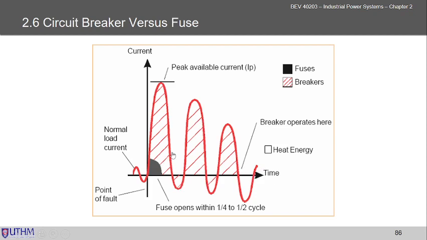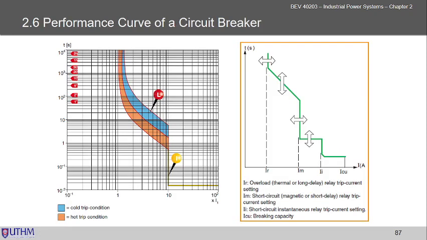Compared to the circuit breaker, the fuse uses the shortest time, which is about a quarter to half of a cycle only. For a 50 hertz power system, one cycle is 0.02 second, or 20 milliseconds. So the fuse can operate within 10 milliseconds at the longest, whereas the CB is much longer, up to 100 milliseconds just to operate. This is how we have the characteristics of the circuit breaker.